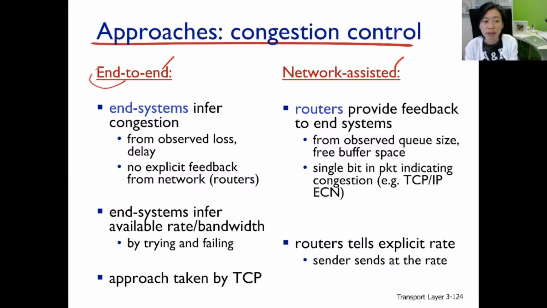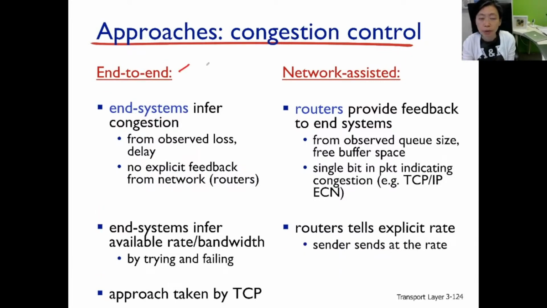Now, from the name of it, you probably guessed. Yeah, end-to-end means the end systems are doing much of the work, detecting congestion, informing the traffic source to slow down. Network-assisted, on the other hand, is asking the routers to do all this work instead. Let's first focus on the end-to-end approach.